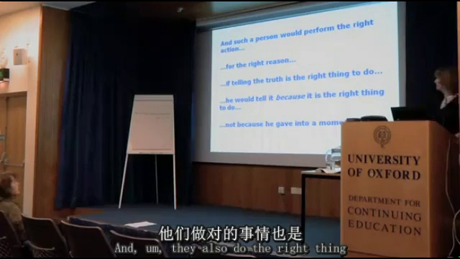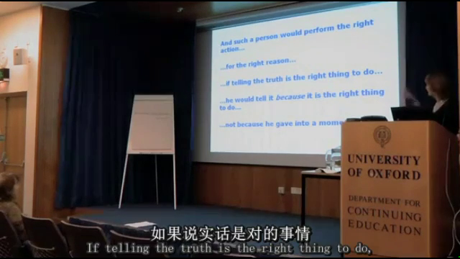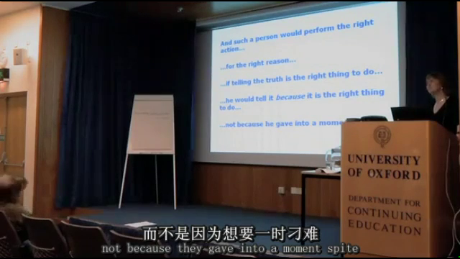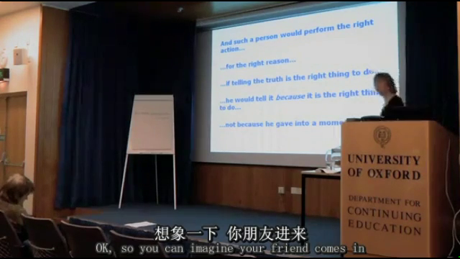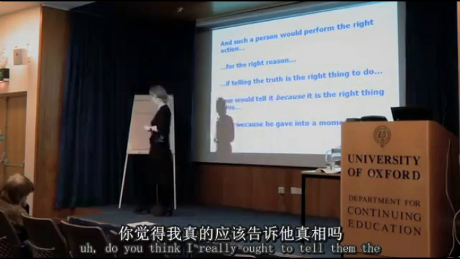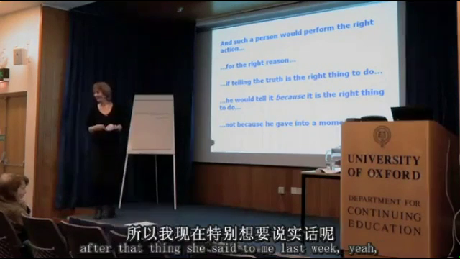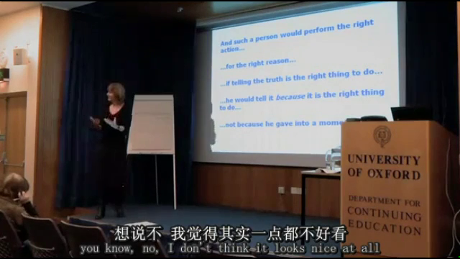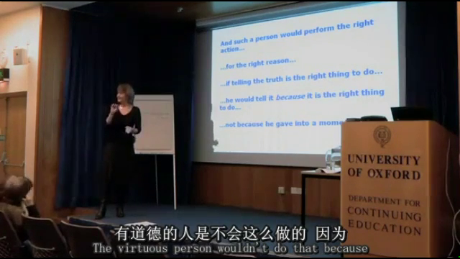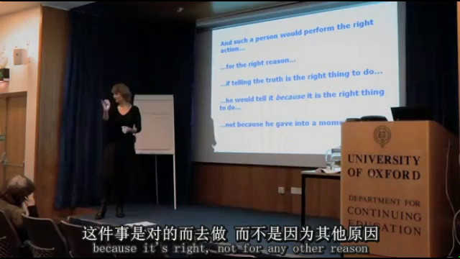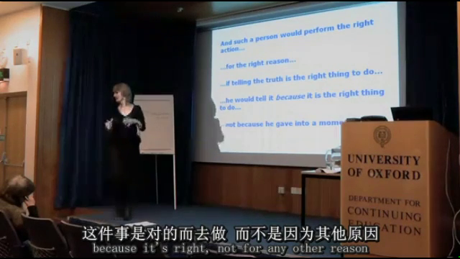And they also do the right thing for the right reason. If telling the truth is the right thing to do, they tell it because it's the right thing to do, not because they gave in to a moment's spite. Okay, so you can imagine your friend comes in and says, what do you think? And you think, I really ought to tell them the truth. And actually, I'm dying to tell them the truth. After that thing she said to me last week. You know, no, I don't think it looks nice at all. The virtuous person wouldn't do that because they would see what was right, they would do what was right, and they'd do it because it's right, not for any other reason.